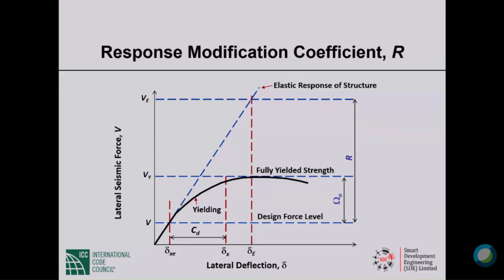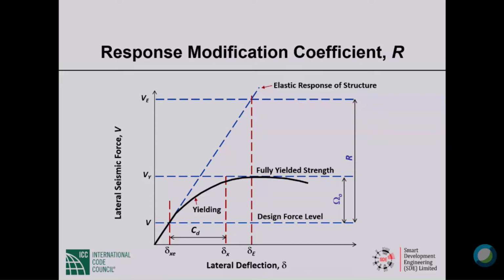Our estimate of actual design earthquake displacements, delta sub x, is C sub d times delta sub xe. C sub d is called a deflection amplification factor. It takes us from elastically computed displacements under code prescribed seismic forces to estimated design earthquake displacements. Okay, so R and C sub d.